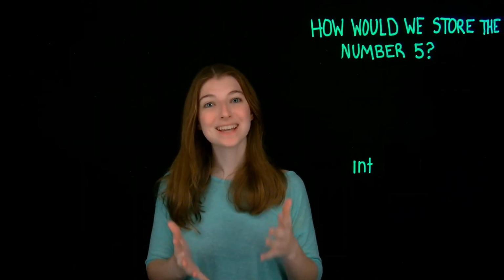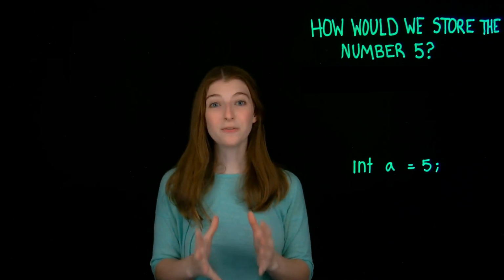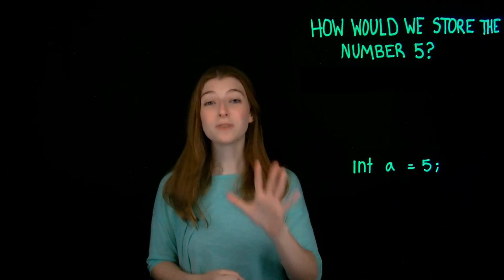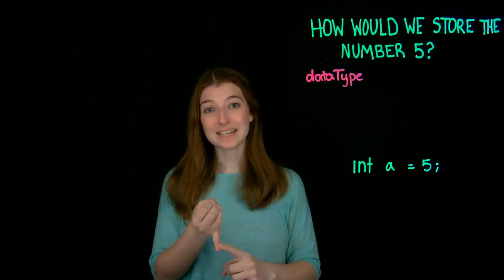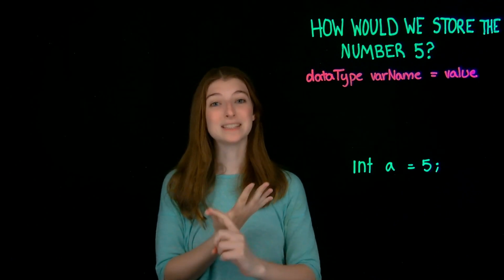So now that we've covered the what and the why, let's cover the how. How would I create a variable that stores the number 5? Well, I would write int a = 5. Let's break this down. To create a variable that stores a value, there are 5 different parts to it: the data type, variable name, assignment operator, value, and semicolon.